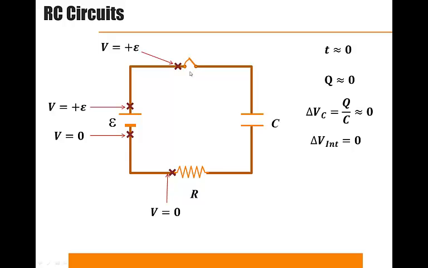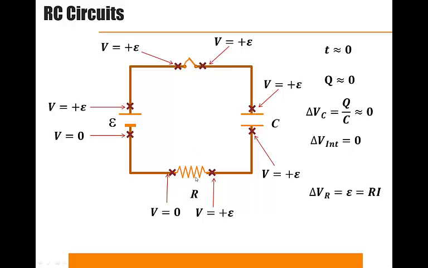Because the potential difference across the switch is zero, this is epsilon, and this is epsilon. And because the charge on the capacitor is almost zero, its potential difference is almost zero, so this is epsilon too. That means the potential difference across the resistor is now the voltage of the battery, and because of that there will be a current. According to Ohm's law, the potential difference is Ri, so we can isolate, and the current through the resistor is epsilon over R.